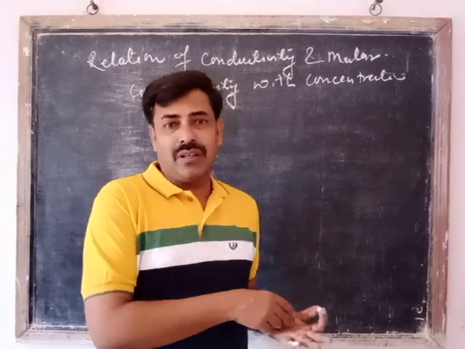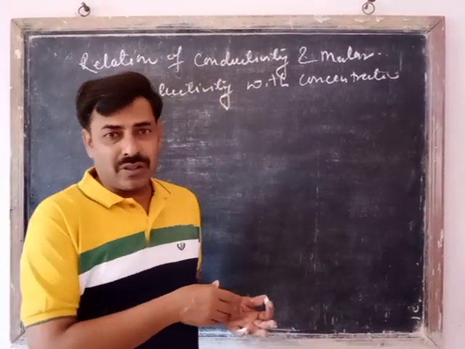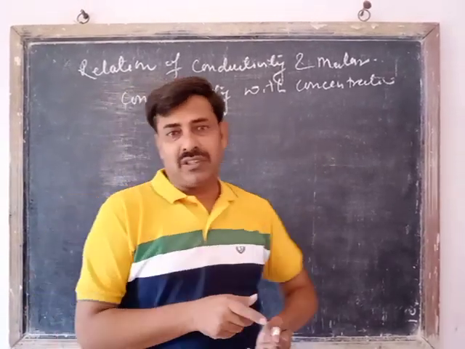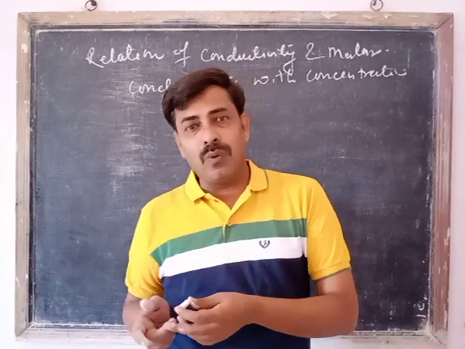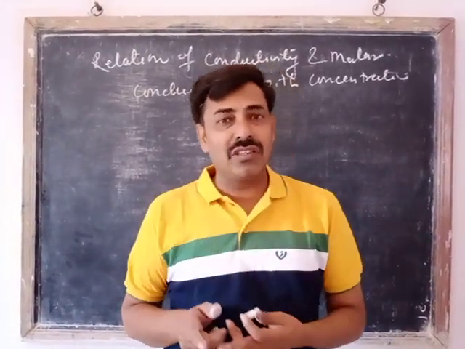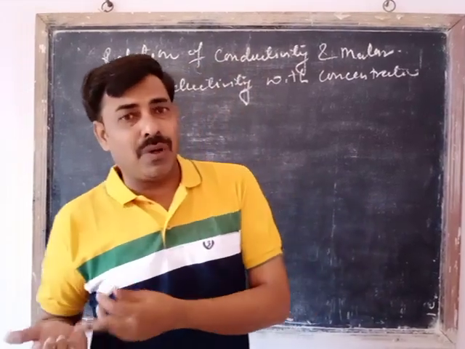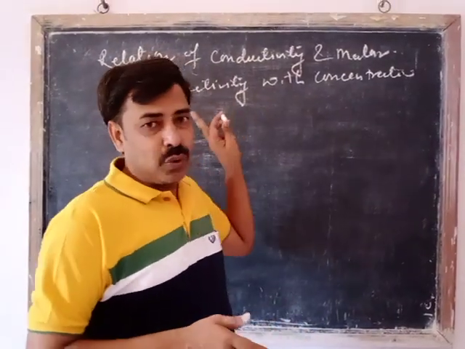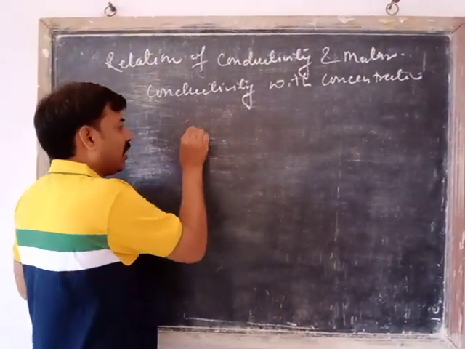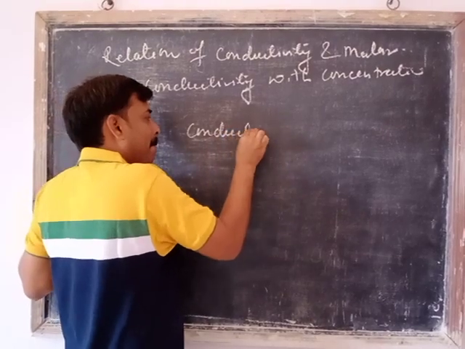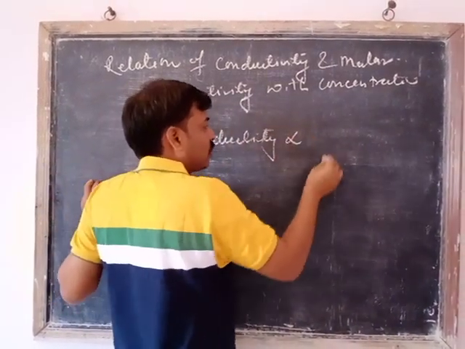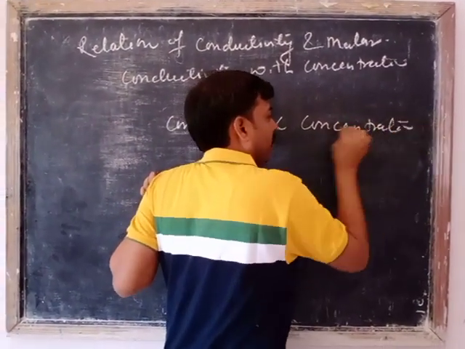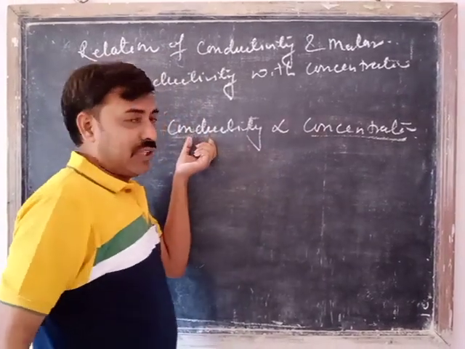If the ions are capable of conducting electricity, their numbers will also matter. So when you increase the concentration, that is the number of moles or the number of anions and cations in your solution, with the increase of the number of conducting particles, the cations and anions, the conductivity will also increase. So you can say that the conductivity is proportional to the concentration. As the concentration increases, the conductivity also increases.